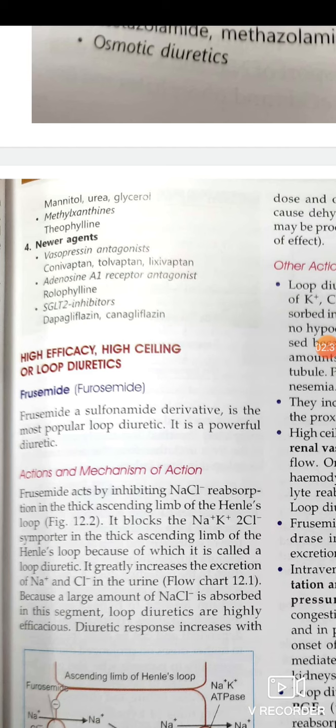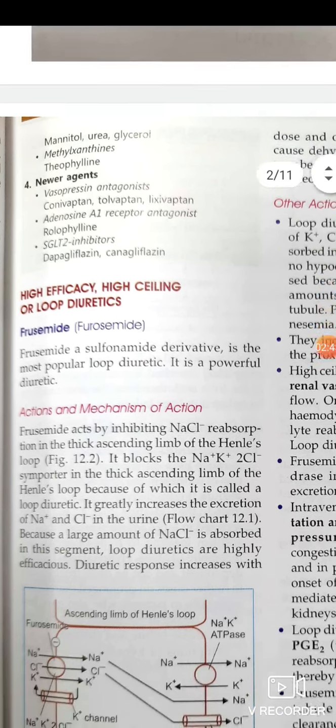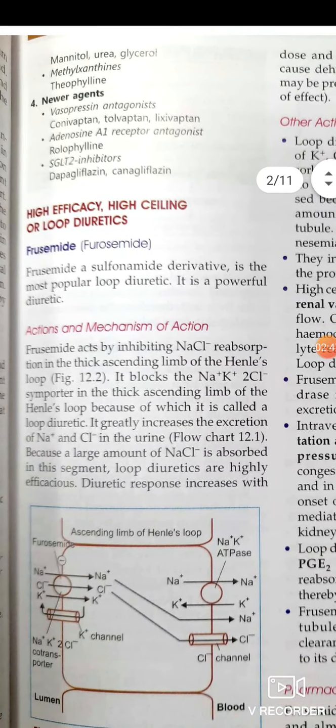So starting with the first one, high efficacious diuretics, which includes high ceiling diuretics, or we can say loop diuretics. These drugs are known as loop diuretics because they particularly act on the loop of Henle.